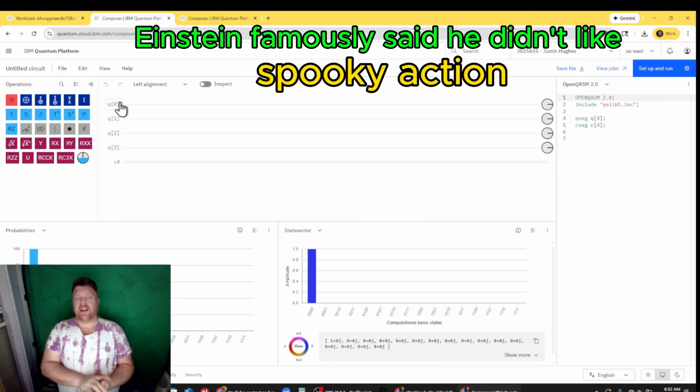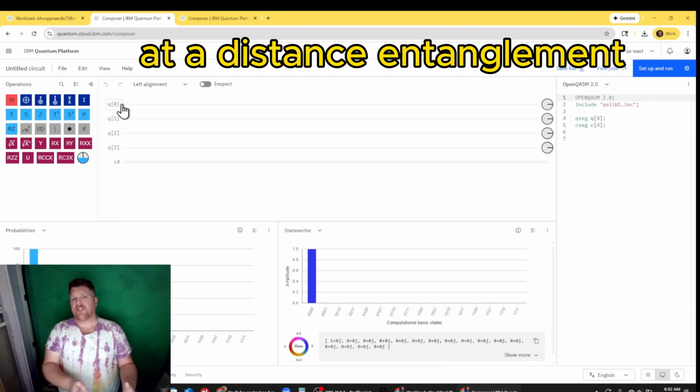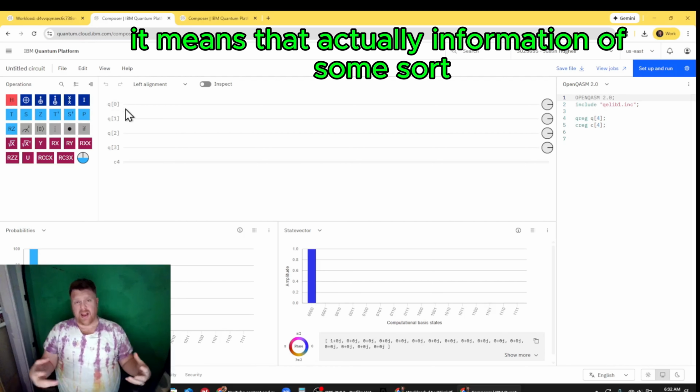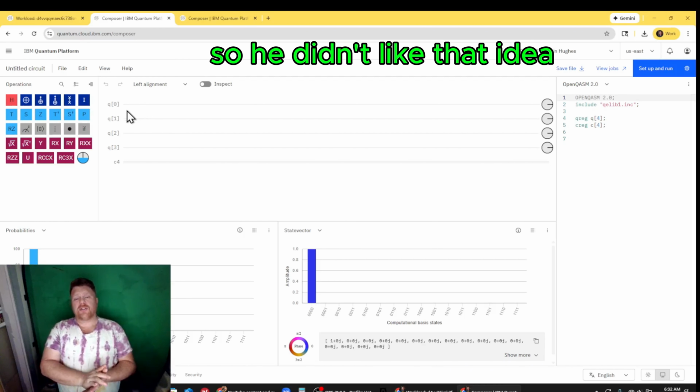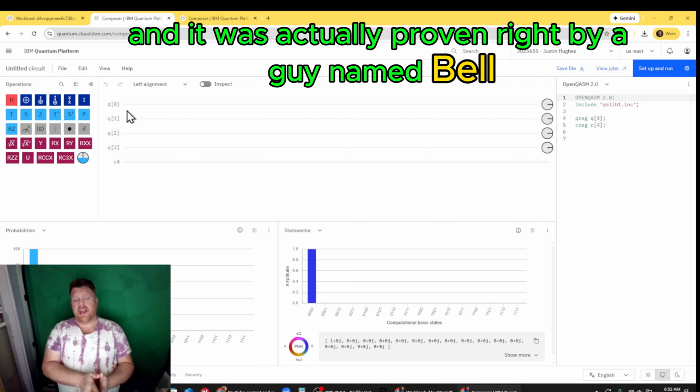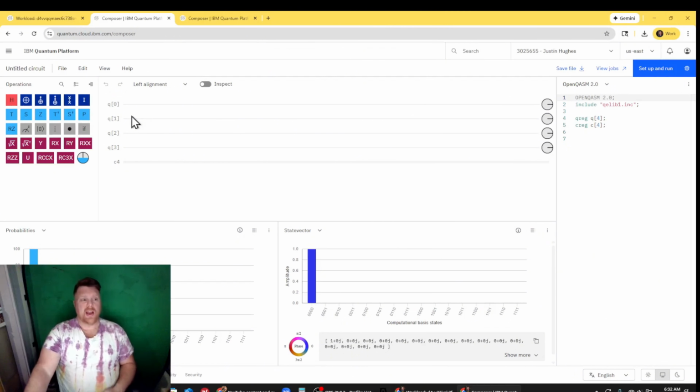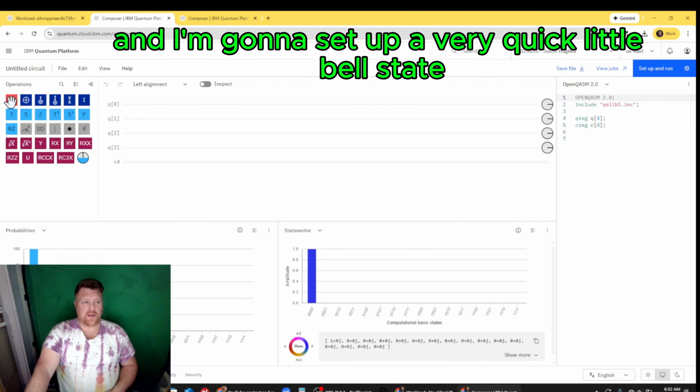Einstein famously said he didn't like spooky action at a distance. Entanglement, it means that actually information of some sort is traveling faster than the speed of light. So he didn't like that idea, and it was actually proven right by a guy named Bell. So we have Bell states, and I'm going to set up a very quick little Bell state.